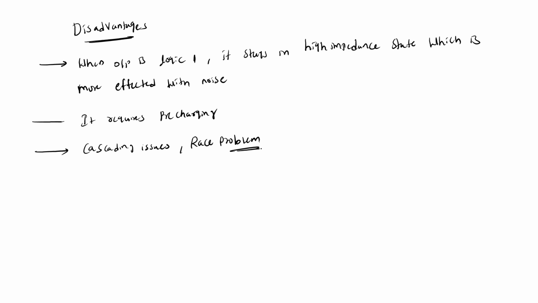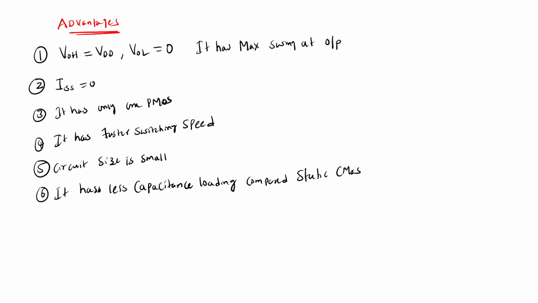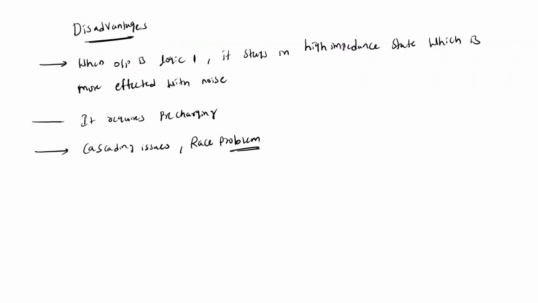There are some disadvantages, but if you see the advantages, there are more advantages compared to static CMOS. So we'll compare static CMOS and dynamic CMOS. Till now we studied static CMOS, where you have pull up network as PMOS and pull down network as NMOS. So, a comparison of static CMOS and dynamic CMOS.